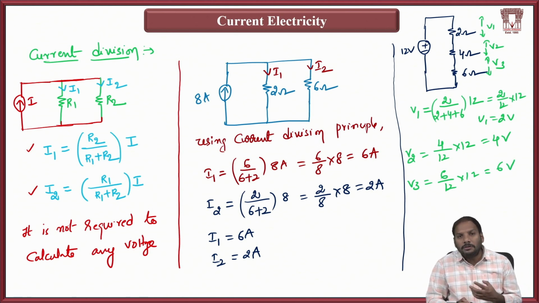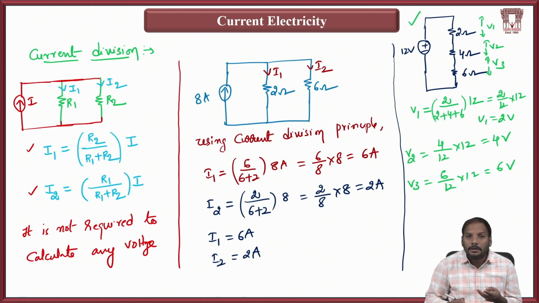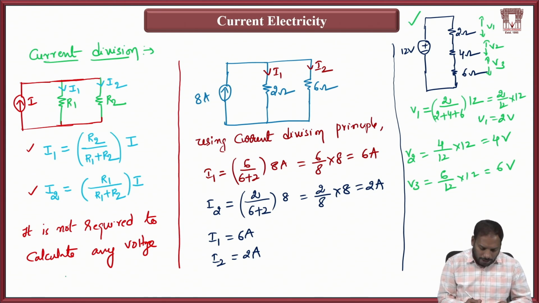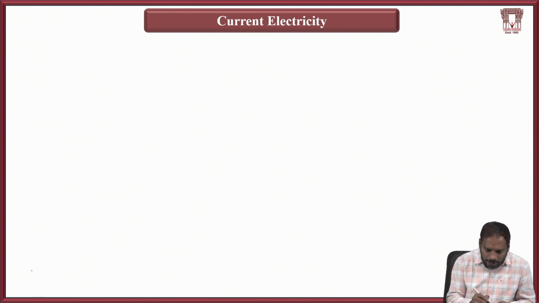Not only is the voltage shared among two resistors, the same sharing will happen in the series combination of three resistors as well. So now I'll go ahead with the same concept of current division.